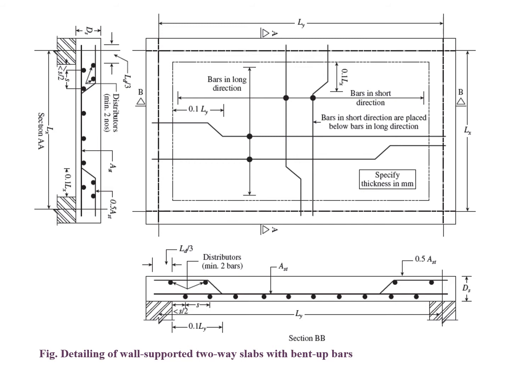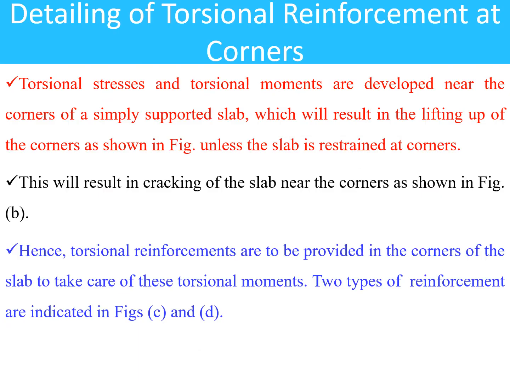In this case, the reinforcement spanning in both directions will be main reinforcement. Since the L by D ratio is less than 2, in both axes the reinforcement we are providing should be main reinforcement.